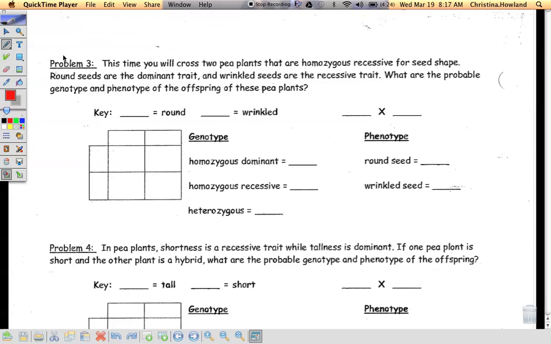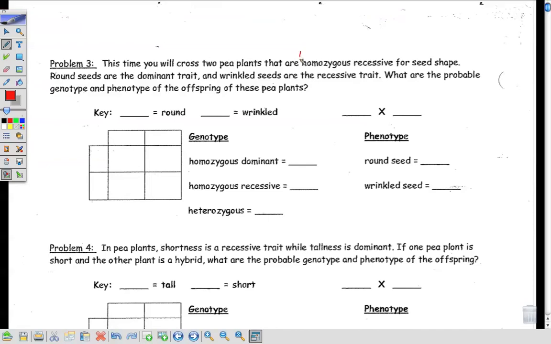Okay, again, so please make sure that you've tried the problems on your own before you watch this video. So problem 3. In this cross, this time you'll cross two pea plants that are homozygous recessive for seed shape. So these are our parents, homozygous recessive. Round seeds are dominant and wrinkled seeds are recessive. And they want to know our genotypic and phenotypic probabilities.